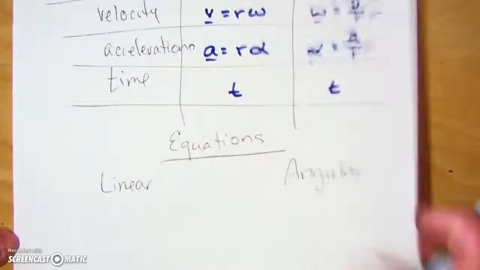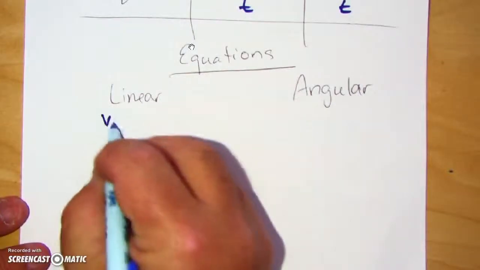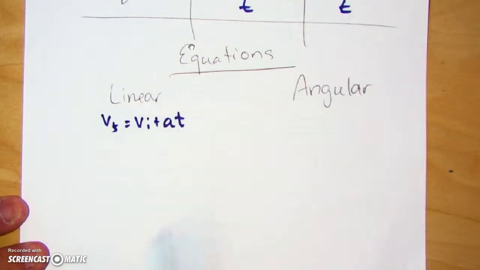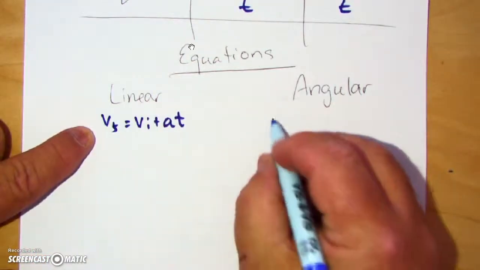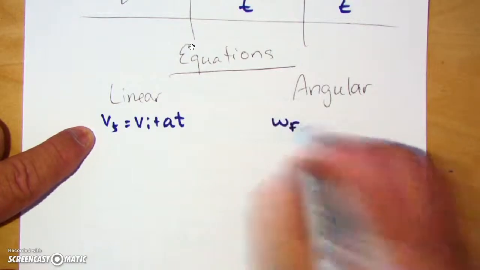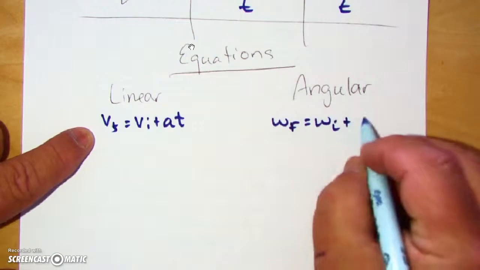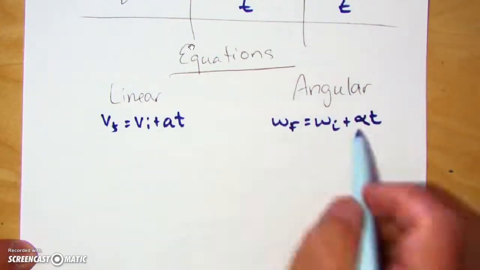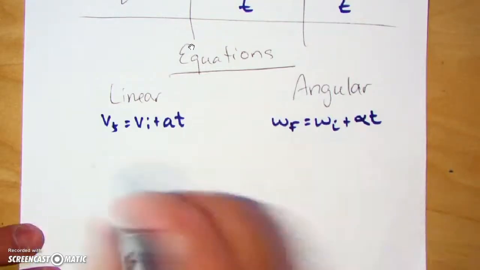Now let's take a look at the linear equations we had before. We had Vf is equal to Vi plus at. Well, the angular correspondent to V is omega, so omega final is equal to omega initial plus angular acceleration times time. So it's the same equation, it's just got omegas and alphas in place of it.